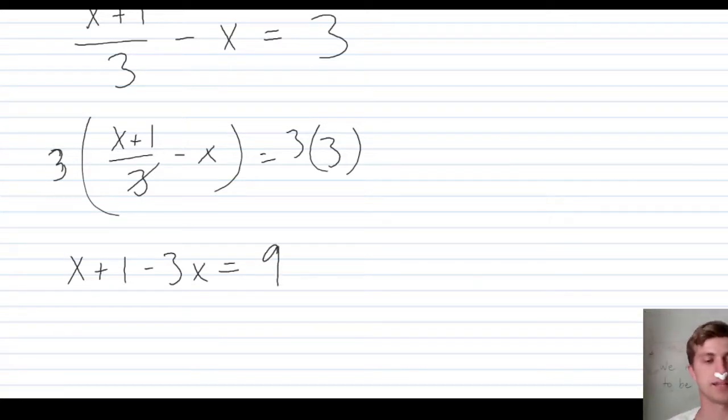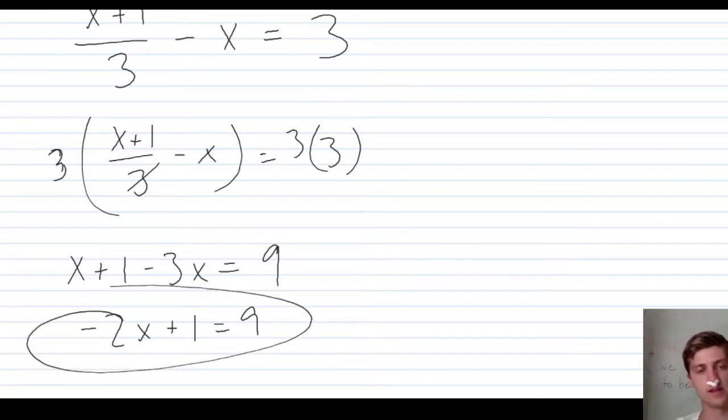We want to combine like terms. We have x minus 3x, which gives us negative 2x. Nothing happened to the 1 equals 9. And now we're just left with the normal algebra. You all should know the thought process by now. How do we undo addition by 1? Subtract by 1. What we do on one side, we'll do to the other. Cancel, cancel. We're left with negative 2x equals 8.